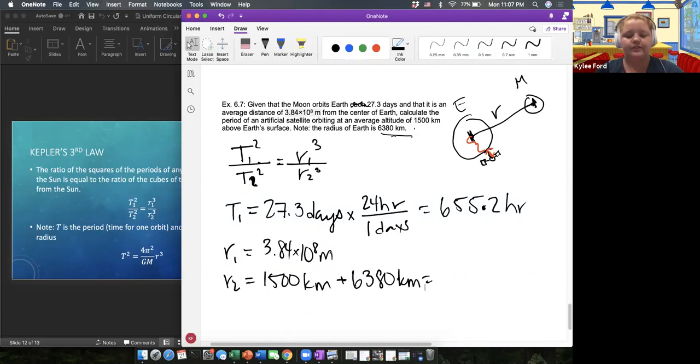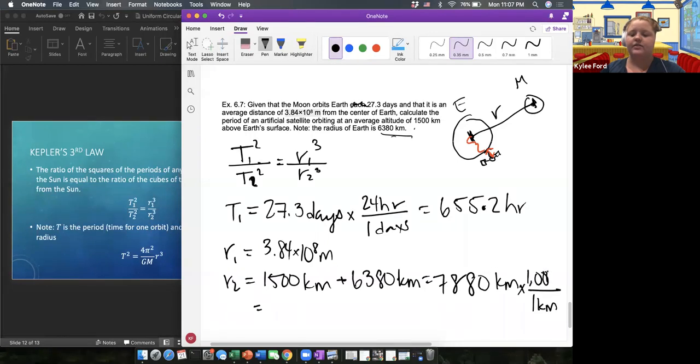So 1,500 plus 6,380 gives me 7,880. And I need that in meters. So I will have to say how many meters are in 1 kilometer. That's 1,000. Okay, so I multiply by 1,000 and I get 7.88 times 10 to the 6th meters. Okay, so that is my second radius.